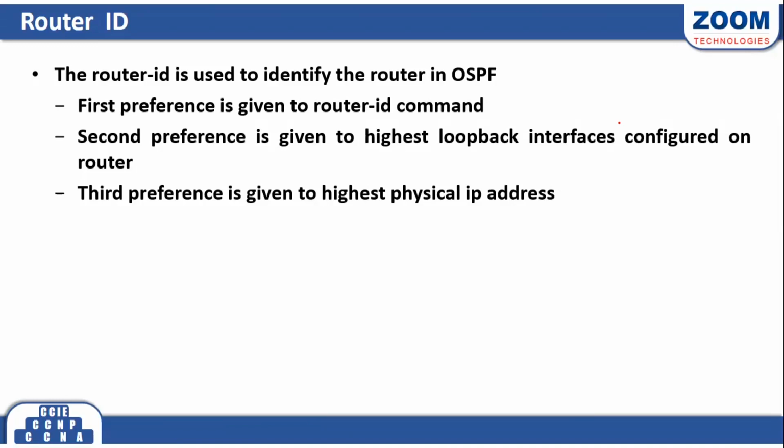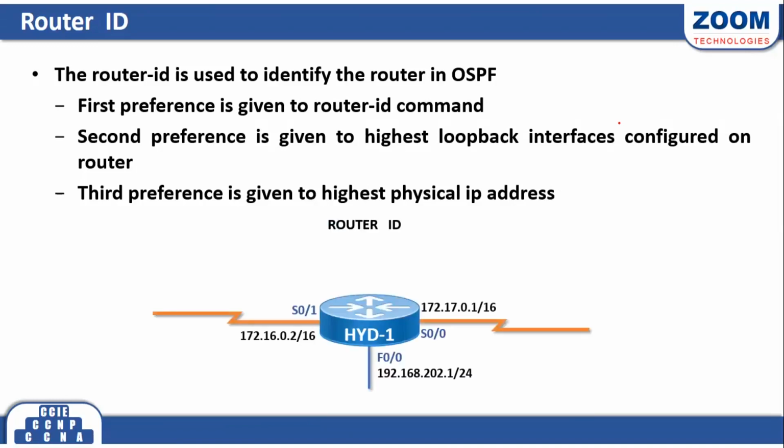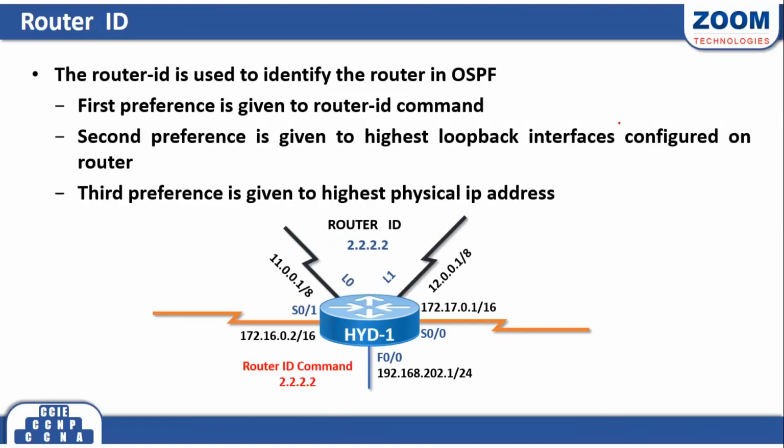Try to find out and tell me the router ID on this diagram. 192.168. Yes. What if I configured loopbacks, then? 10.0.0.1. If I manually configure the router ID command? 2.2.2.2. Yeah.